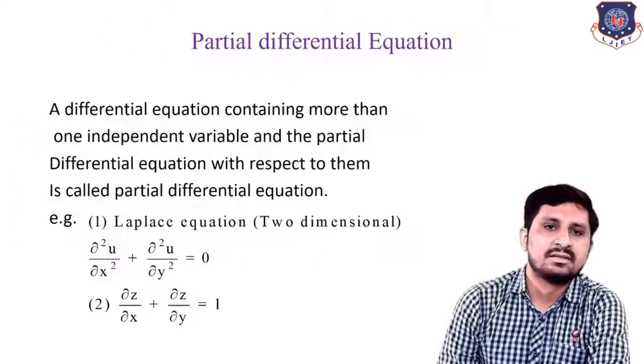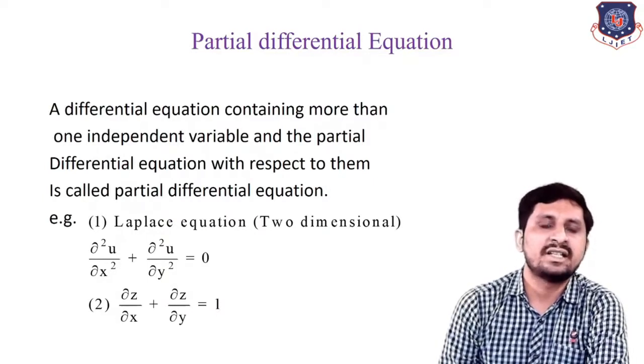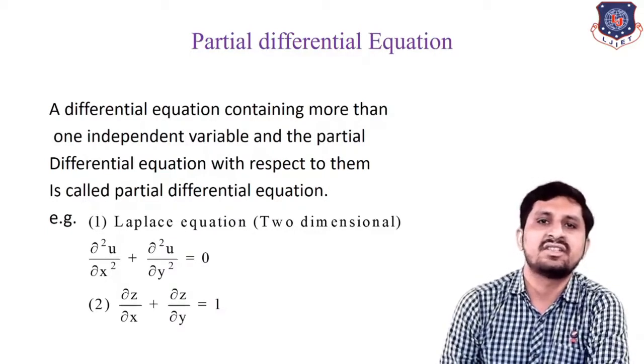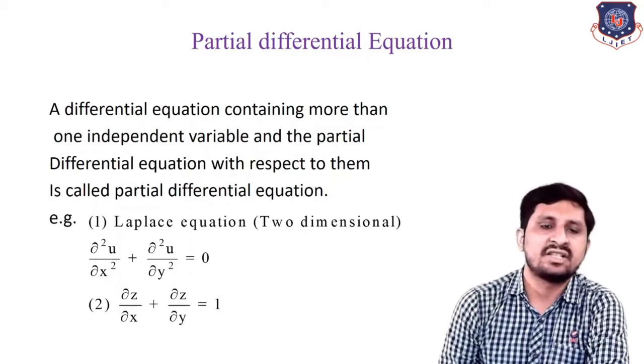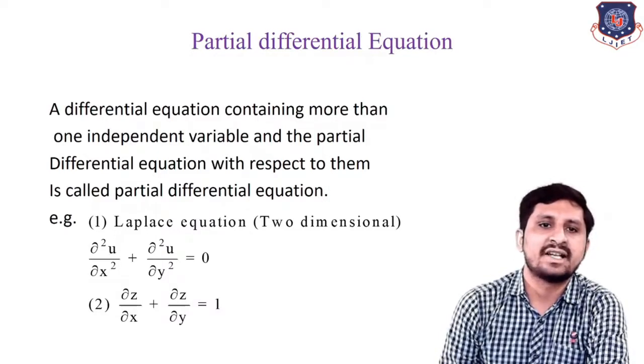So let's see. First, what is a partial differential equation? This is the definition: a differential equation containing more than one independent variable and the partial derivatives with respect to them is called a partial differential equation. So in a partial differential equation, we have more than one independent variable, for example two independent variables and one dependent variable.